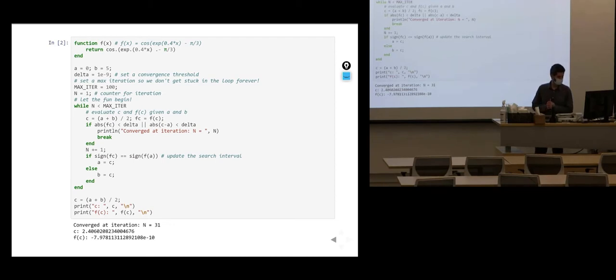We have a question in chat. Will delta always be equal to 1e negative 9? Yes and no. No, because you can change it. That's your numerical resolution accuracy. I could use something else. I could change it to 1e minus 5. Then the algorithm should converge faster because it depends how far you want to go, how close you want to get to actual 0.